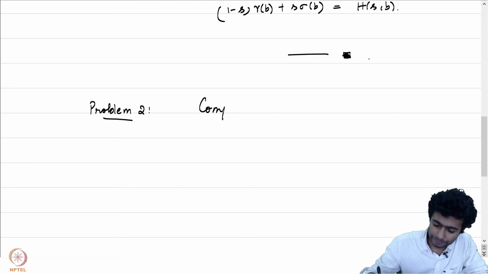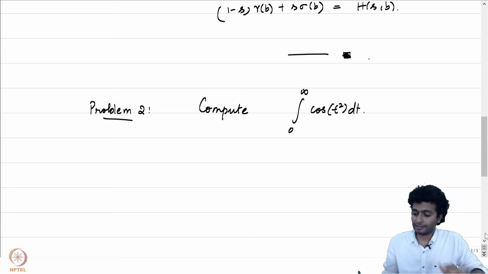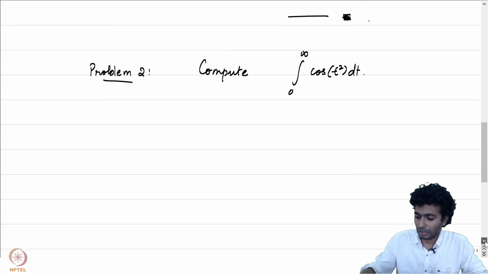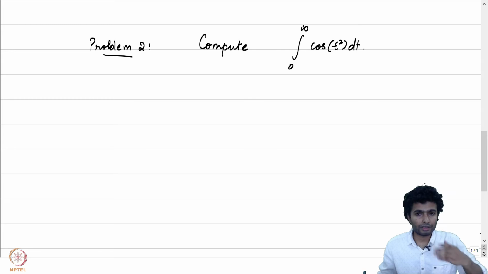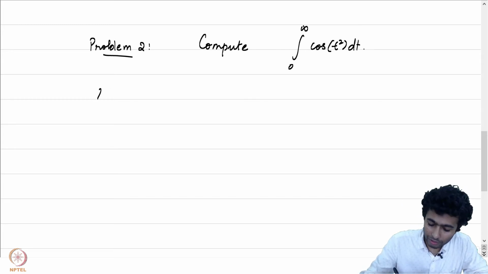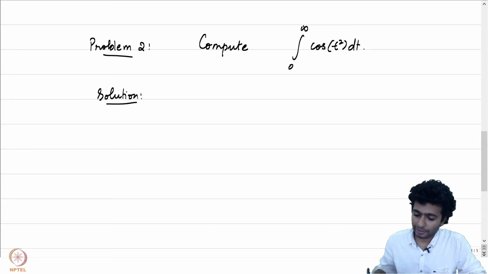Compute the improper integral from 0 to infinity of cos of t squared dt. At first glance it might look like this has nothing to do with what we have been doing this week, but let's see how Cauchy's theorem comes to our rescue. It's actually quite magical the way we can use it.